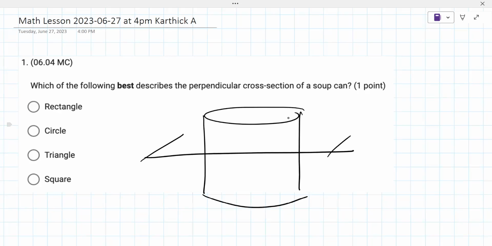Yeah. It's the same as the top and the bottom also. So in this case, it'd be a circle. That is correct. Very good.